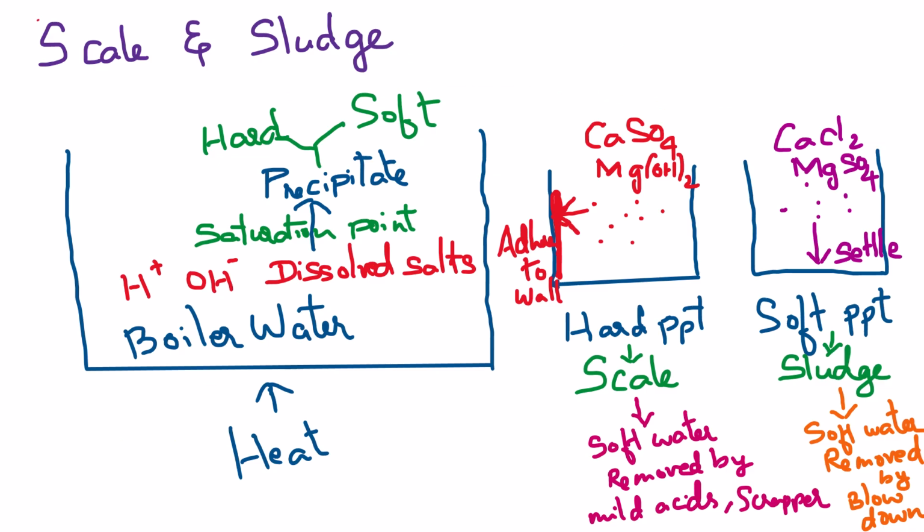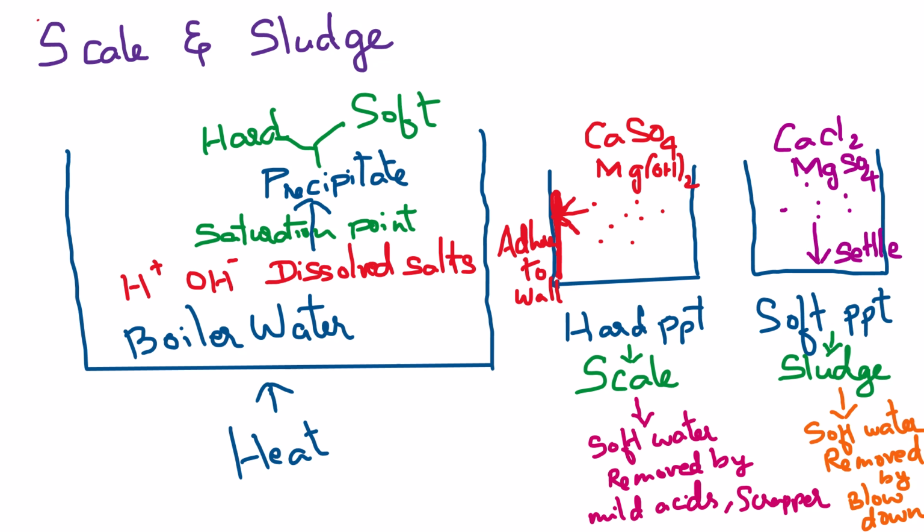Scale and sludge. The boiler water, if it is continuously heated, the dissolved salts present in it may reach the saturation point. After this saturation point, it is thrown out as precipitate. The precipitate can either be hard or soft. The hard precipitate is called scale, and it is due to the presence of salts like calcium sulfate, magnesium hydroxide. These salts, after being thrown out as precipitate, will move to the wall and adhere well to the wall.